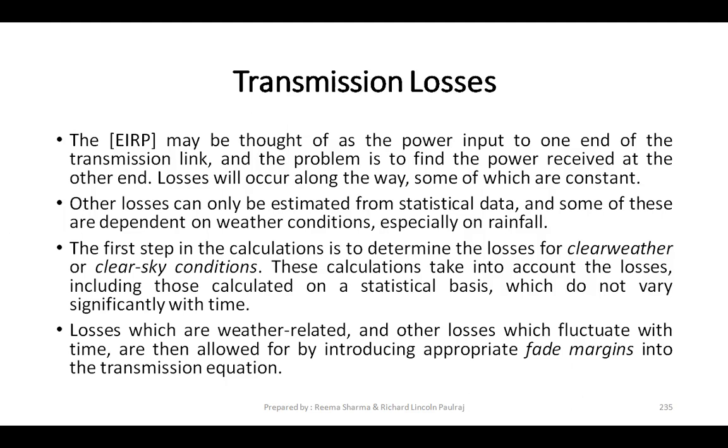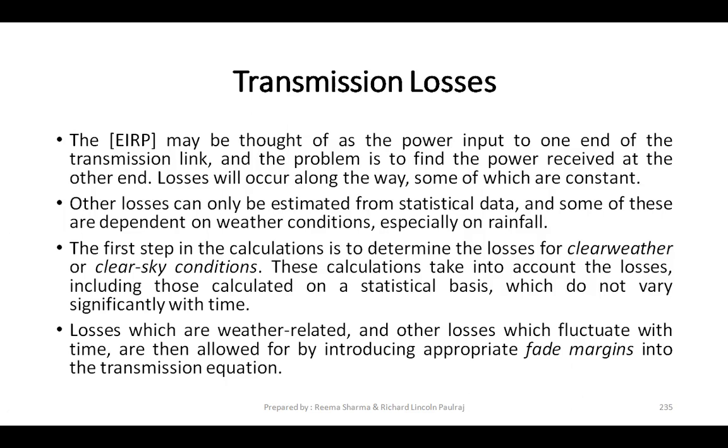Other losses can be estimated from statistical data, and some of these are dependent on weather conditions, especially on rainfall. As we have seen extensively, attenuation which is caused due to rain is one of the major factors, right? Because of the ice, because of the water molecules, these signals can be diffracted. Once these signals are diffracted, there's no option of these signals traveling down to the base station, which means the percentage of reception is going to be very less.